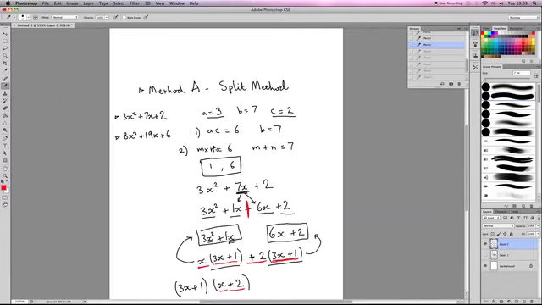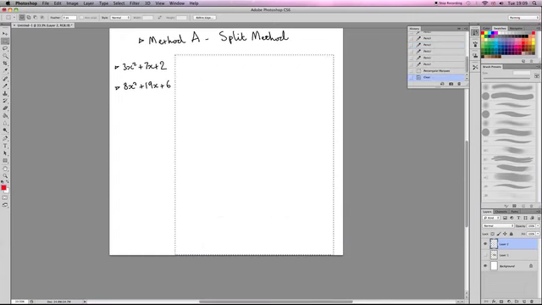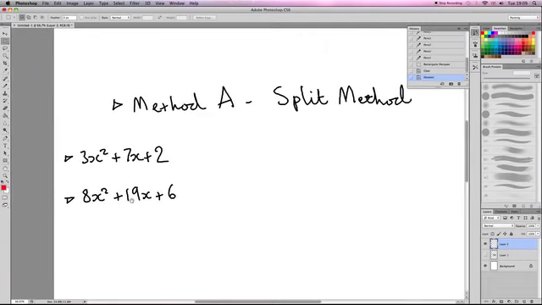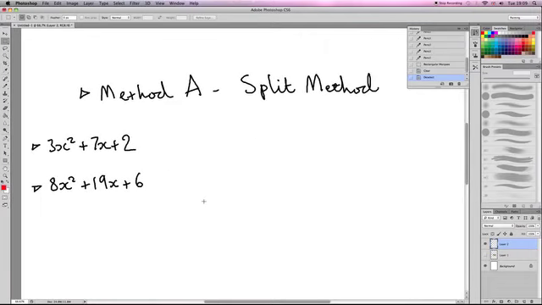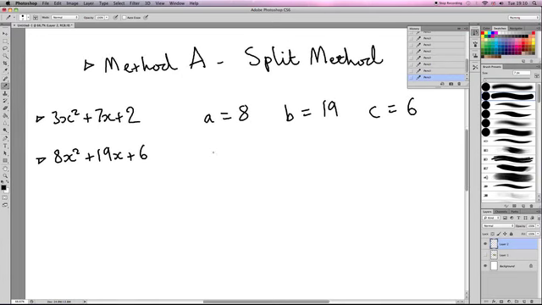If I just delete what I just did here and have a go with the example that we had from method B, so this 8x squared, 19x and so on. So I need to know what my A is. That's 8. I need to know what B is. That's 19. I need to know what C is. That's 6. First thing I need to know is what A times C is. 6 times 8. That should give me 48.